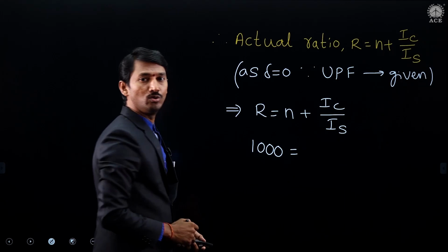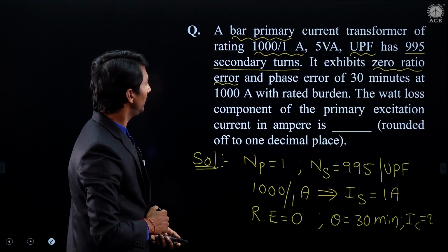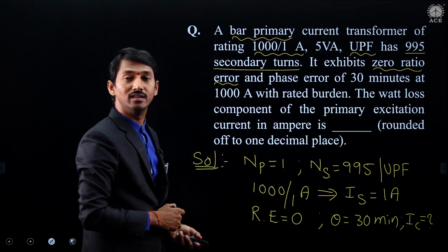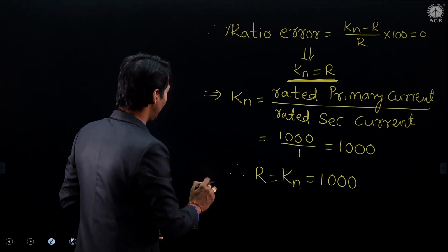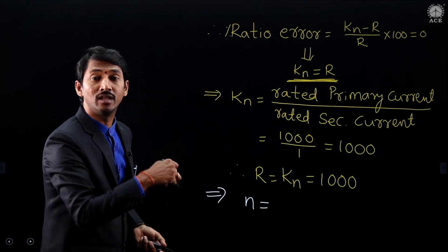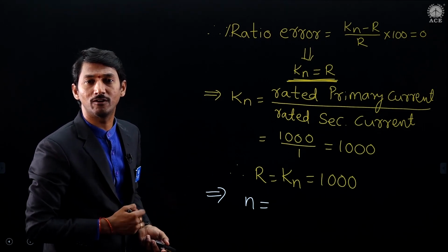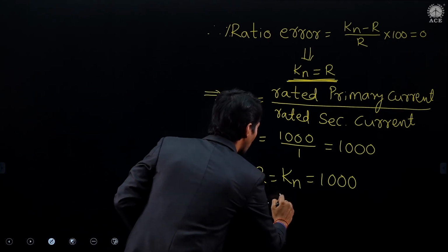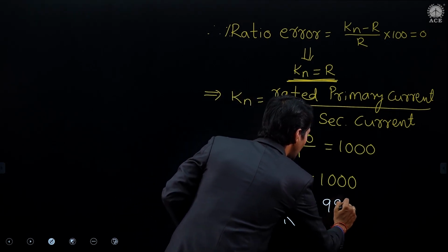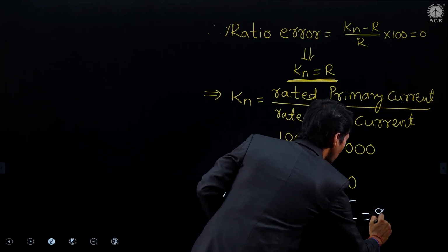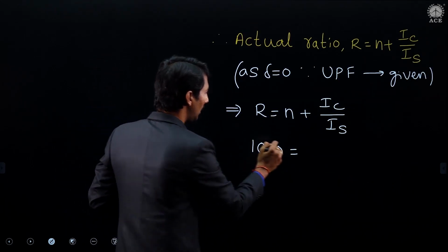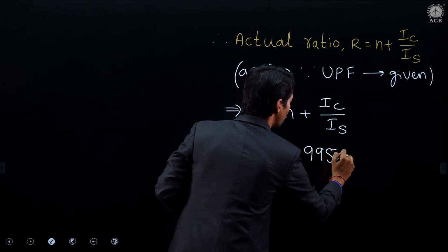And what is the N value? Check it here: number of turns in the primary is 1, number of turns in the secondary is 995. So the turns ratio N is number of secondary turns by number of primary turns for a CT, right? So NS by NP is 995 by 1. So the turns ratio is 995, right? Here, N value is 995 plus.